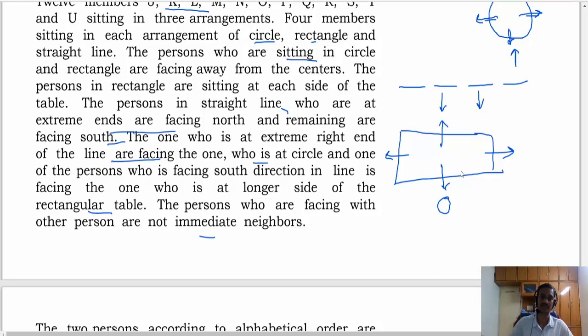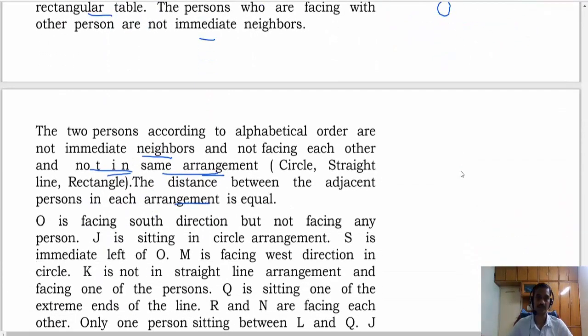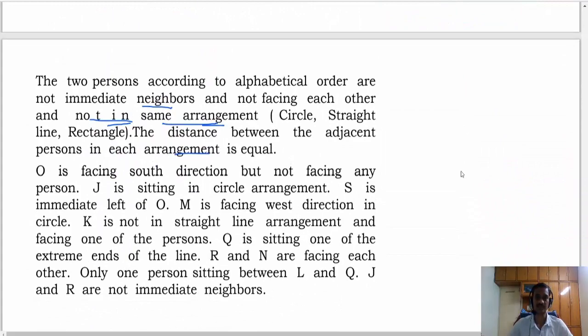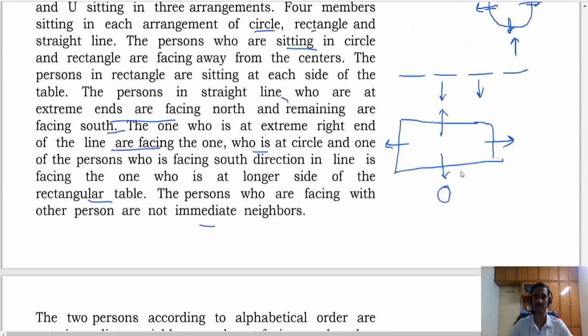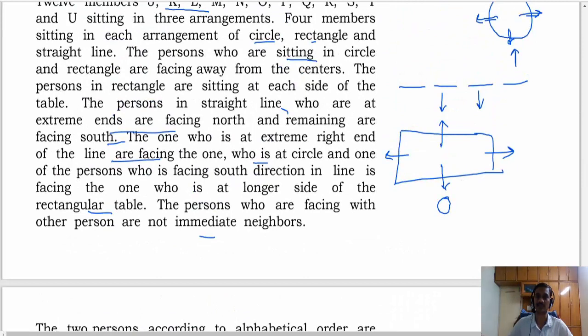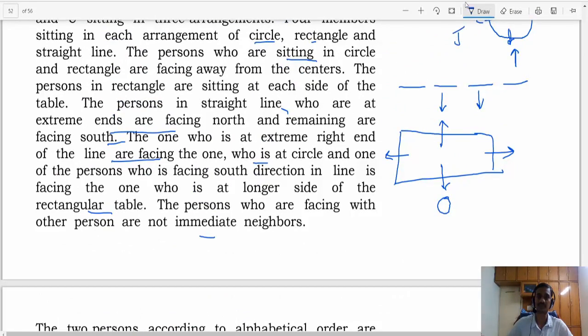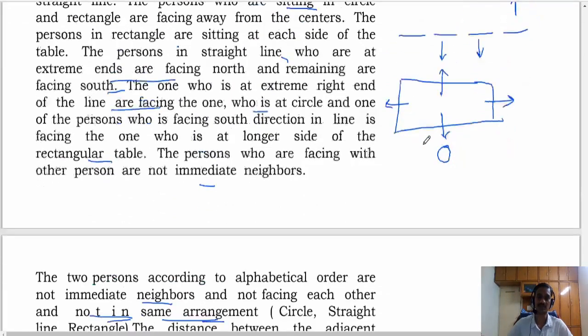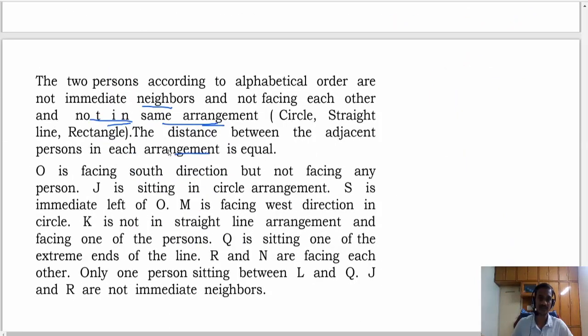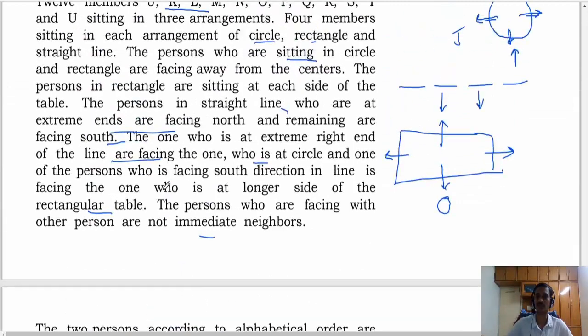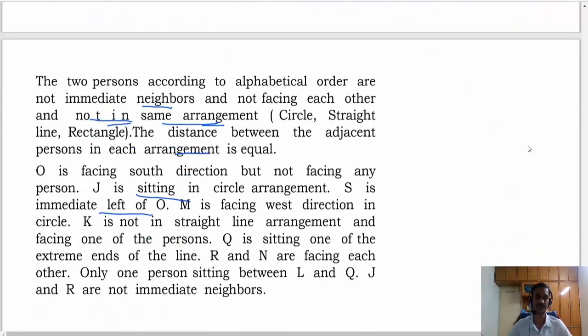Now we have taken this case. And next one, but not facing any direction, any person. J is sitting in the circular arrangement. J ఎక్కడ ఉండాలి చెప్పండి, సర్కిల్లో ఉండాలి. J must be in the circle. J is sitting in the circle. S is to the immediate left of O. ఇక్కడ O కాబట్టి here it must be S. S is to the immediate left of O.